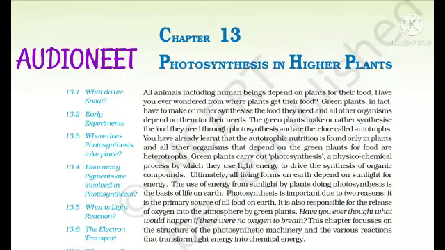13.7 Where are the ATP and NADPH used? We learned that the products of the light reaction are ATP, NADPH and O2. Of these, O2 diffuses out of the chloroplast, while ATP and NADPH are required to drive the process leading to the synthesis of food, more accurately sugars. This is the biosynthetic phase of photosynthesis.